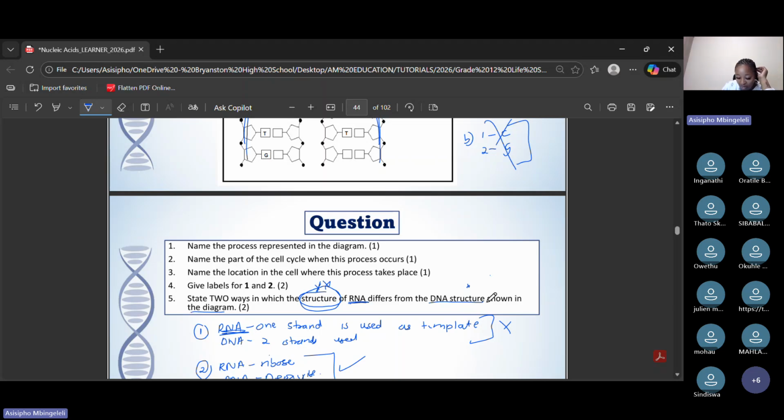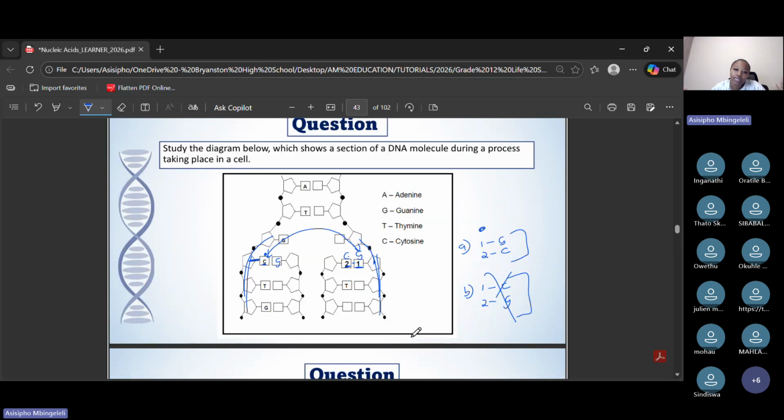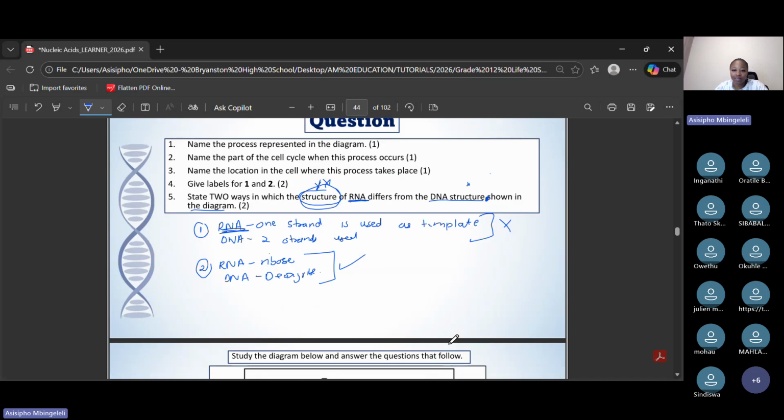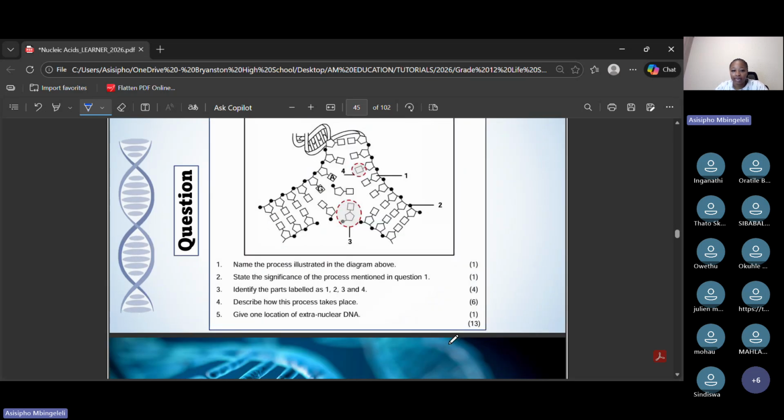If it just ended here, we could include sugar, but this becomes an argument every single year at the marking center. Let's not penalize learners. Even if a learner gives a difference about the sugar, they are showing understanding that DNA will have this type of sugar and RNA another type. 100% agree. Can we see it from the diagram? No. So we shouldn't include that, to be safe, because we don't know what arguments are going to be there this year.